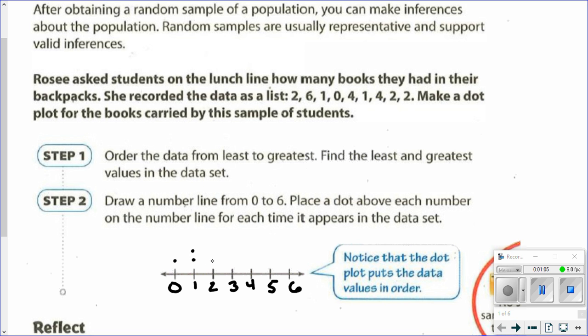There are 3 2s, so 3 students had 2 books. No one had 3 books. 2 students had 4 books. No one with 5, and then 1 big-time reader with 6 books in their backpack. So now, this is just a visual representation of our data. So it makes it easier for us to make inferences or conclusions about it.